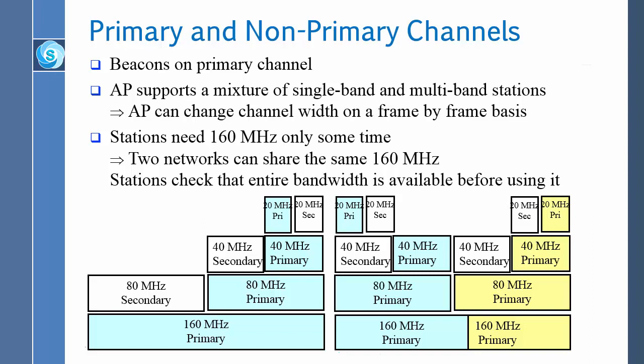And on that primary, you will send the beacon. So anybody who is using only 20 megahertz will listen there. Anybody using 40 megahertz will listen there. Anybody using 80 megahertz will have this primary, and 160 megahertz stations will listen there, right? So there is a primary, there is a secondary at all levels. So if you use 160 megahertz, you will have an 80 megahertz primary and 80 megahertz secondary, and therefore in that first 80 megahertz, 40 megahertz primary, 40 megahertz secondary, and then 20 megahertz primary and 20 megahertz secondary. Okay? Primary is where everybody has to listen.